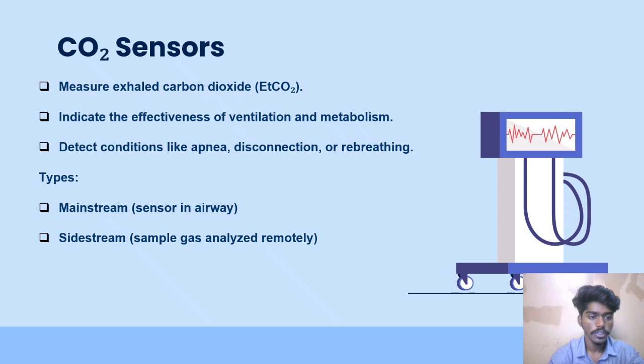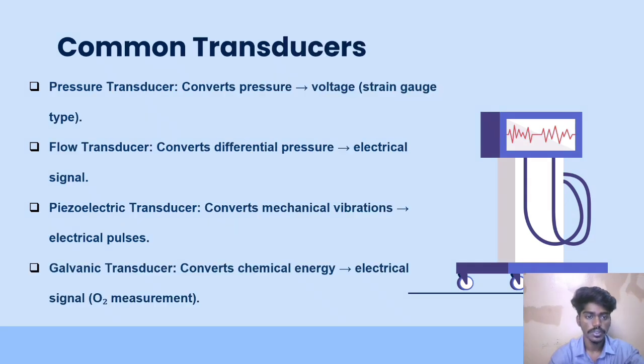On coming to the carbon dioxide sensors, this is also called capnography sensors. They measure exhaled carbon dioxide. They help detect apnea, airway disconnection, or ineffective ventilation. There are two types, mainstream and sidestream. The mainstream includes a sensor placed directly in the airway. Sidestream includes a gas sample taken to a remote analyzer. The common transducers are the pressure transducer, flow transducer, piezoelectric transducer, and galvanic transducer.